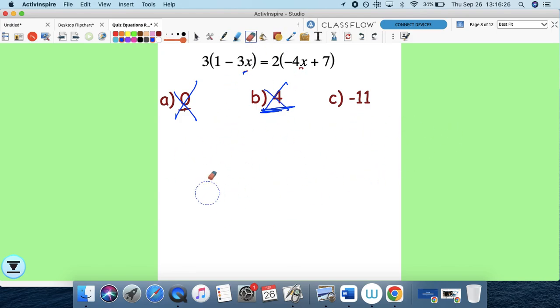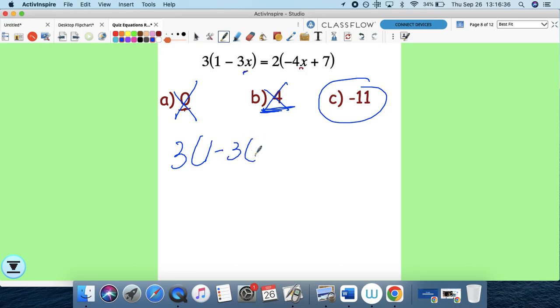And eventually you're going to try negative 11. And if you do negative 11, hopefully, I'm not going to do it, but you can plug it in. Well, I'll do it. 3 times, and now let me put negative 11. So I'm replacing every x with negative 11.